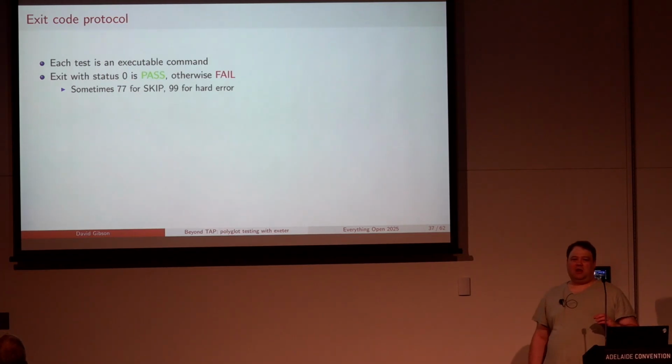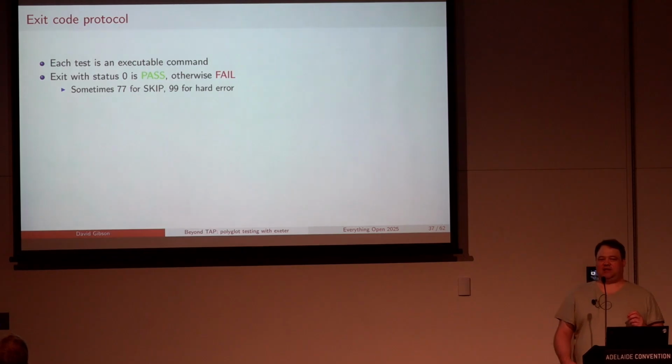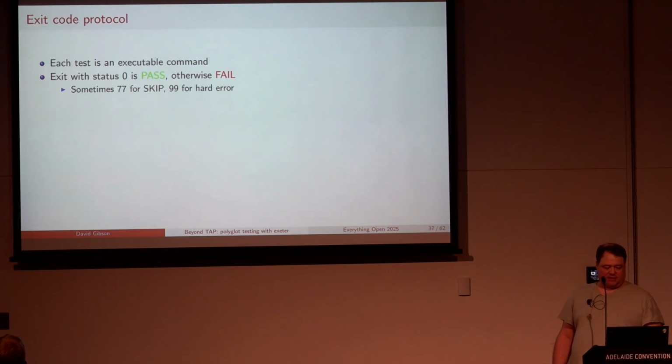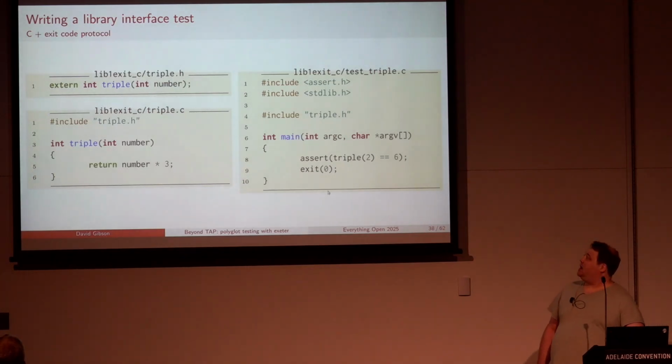Exit code protocol, this is so simple and so widespread that people don't really think of it as a test protocol. This is basically every test is an executable command. You run it. If it exits with status 0, it's a pass, otherwise it's a failure. Sometimes there are some extensions. So example here, now we have our C library example, and we can write our test as a C program with a main function here. So we assert, and then we exit. So if this is correct, the assert will do nothing, it'll exit with 0, that's a pass. If it's not, the assert will blow up, that's not an exit with 0, that's a failure.